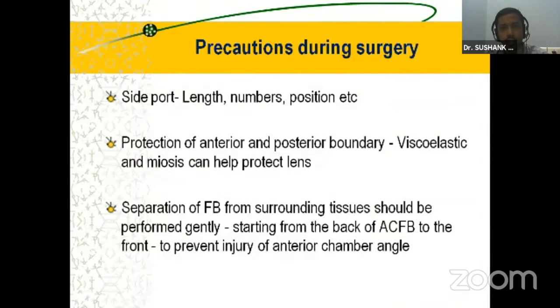Precautions during surgery: the side port should not be long, it should be a shorter one to avoid the foreign body getting stuck beneath it. Then the position should be around 2-3 clock hours away from the location of the foreign body. Protection of anterior and posterior boundaries is a must. Viscoelastic will help in protecting the endothelium, and viscoelastic along with miosis will help to protect the lens. Separation of the foreign body from surrounding tissue should be performed gently, and it should be started from the back of the anterior chamber foreign body to the front to prevent injury to the angle.